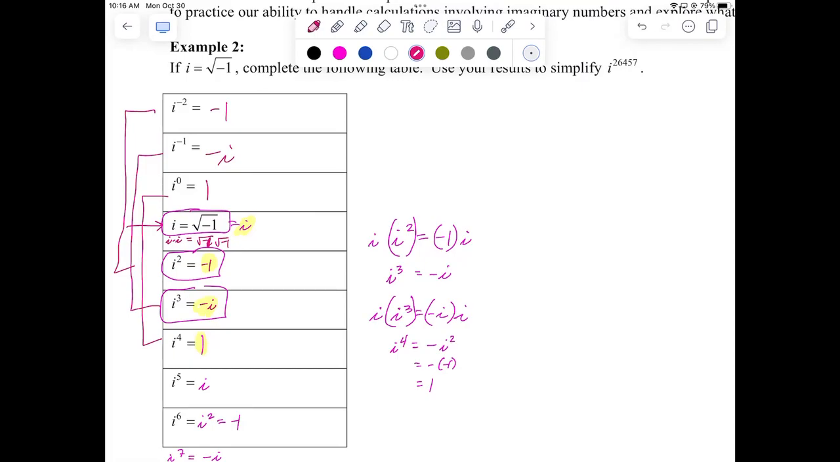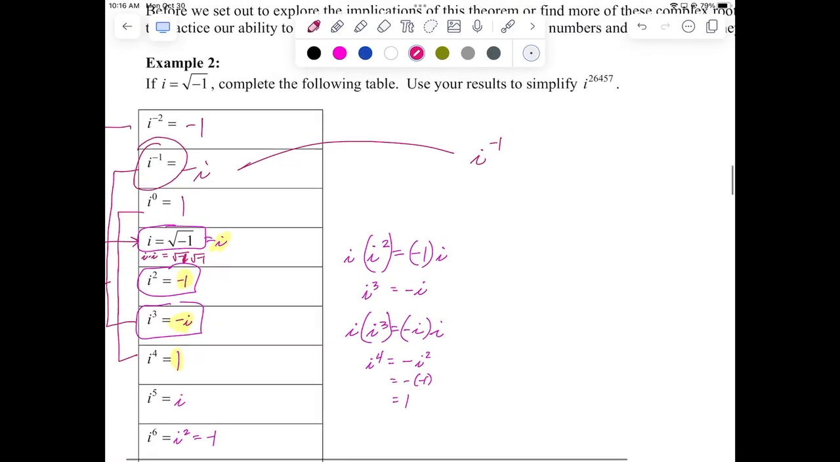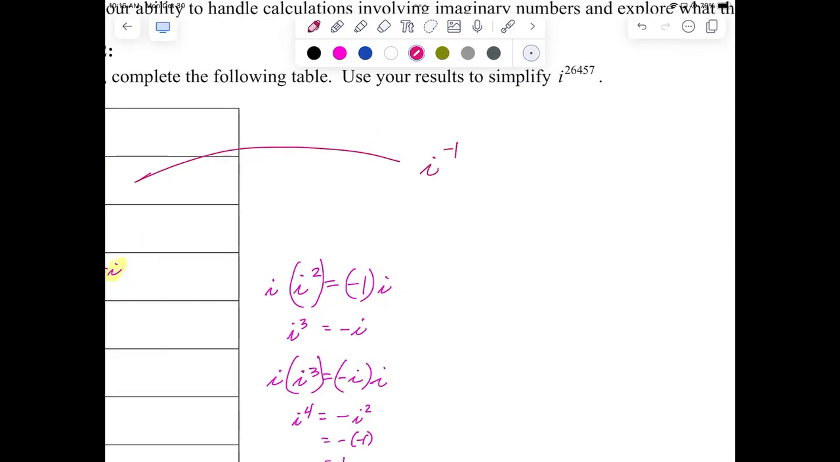Now, there's another way to figure this out. Watch this. If I really want to know what i to the negative 1st is, if I don't know it's negative i, what's another way to write i to the negative 1st without the negative exponent? What does the negative exponent mean? It's under 1. Good. So that's 1 over i.